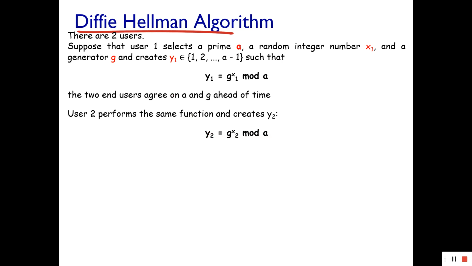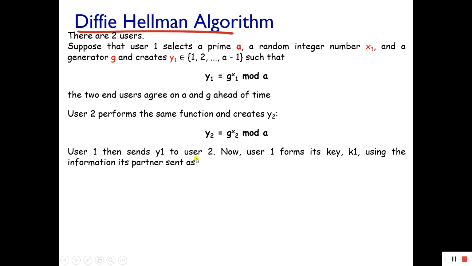So user 1 is getting y2 information, and user 2 is getting y1 information. When user 1 has sent y1 to user 2, user 1 also receives y2. His work is to generate key k1 using the partner's information, that is y2. So k1 is equal to y2 raised to x1. Remember this is user 1, who never knows the value of x2. He only knows the value of x1. So y2 raised to x1, the private number of user 1, mod A gives him the key value k1.